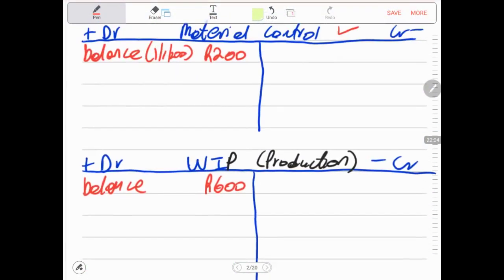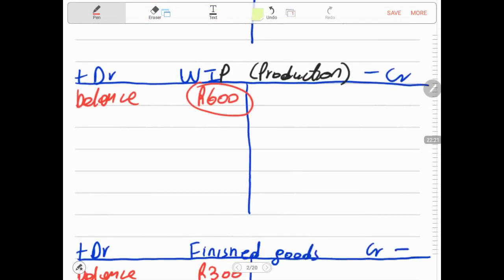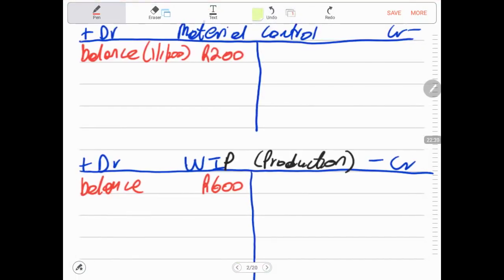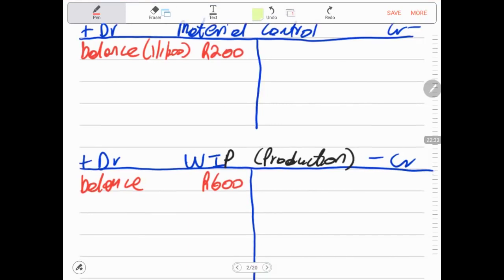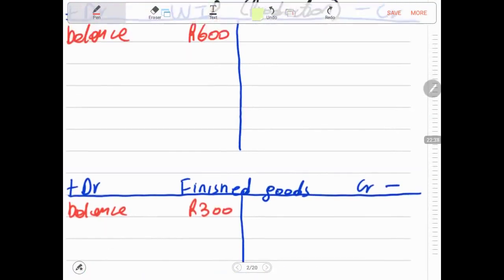Now, this is the beginning of the new accounting period, where we are starting. And now we have inventory that is worth 200 opening in terms of raw material. We have inventory that is worth 600 opening in terms of work in process, and we have inventory that is worth 300 opening inventory in terms of the finished goods. As I said to you, we have three types of inventory with regards to a manufacturing company: inventory of raw material, inventory of work in process, and inventory of finished goods.